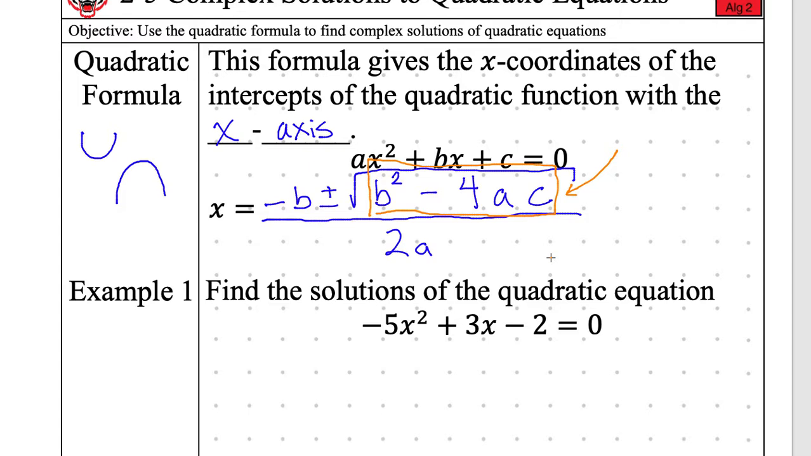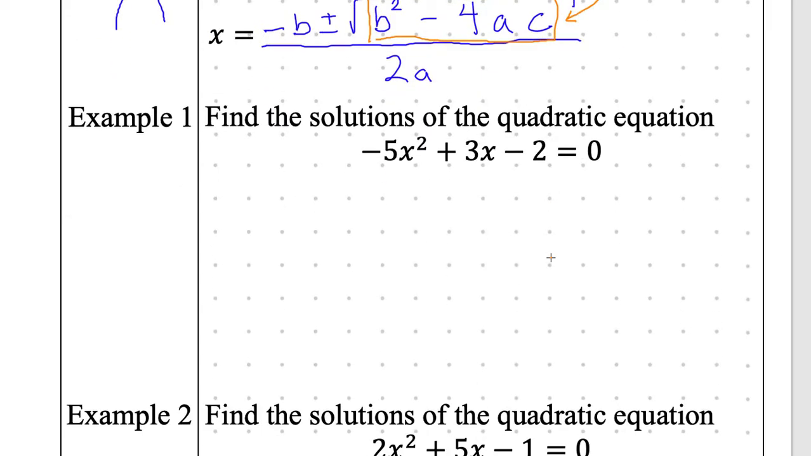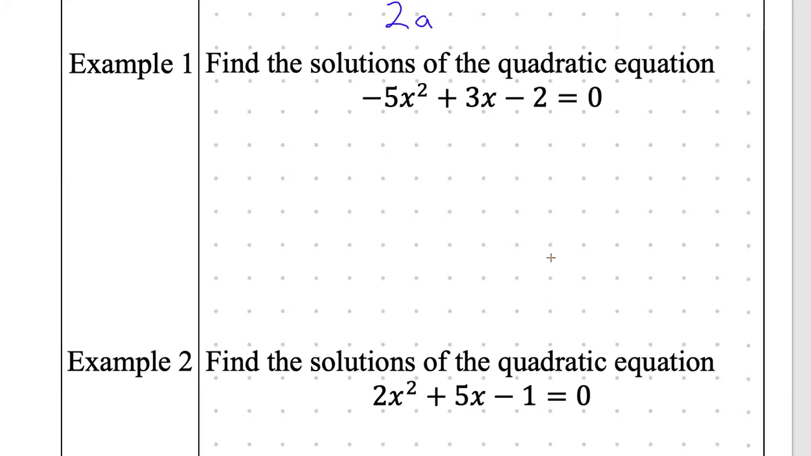But this is the main thing. If this b squared minus 4ac is negative, then I'm going to have a square root of a negative. That will make a complex answer. We'll watch a video on what that actually means, but let's go ahead and apply this to 2 problems to make sure you can do the homework. We'll watch a video. I might sing the song again if you guys are nice.